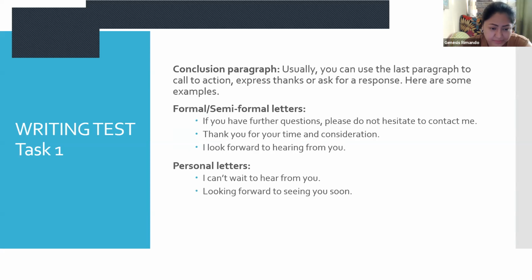To end your letters, it's always a call to action. What do you want your letter reader to do after reading your letter? You can say, if you have any further questions, please do not hesitate to contact me, or I look forward to hearing from you, or I look forward to receiving your agreement regarding my request for a review of our fees, something like that. Always end with a call to action. Don't forget that.